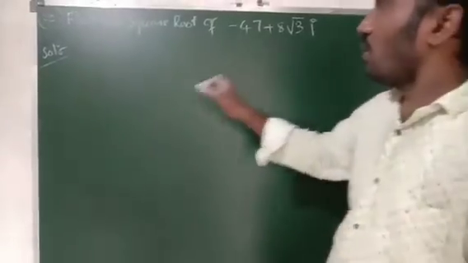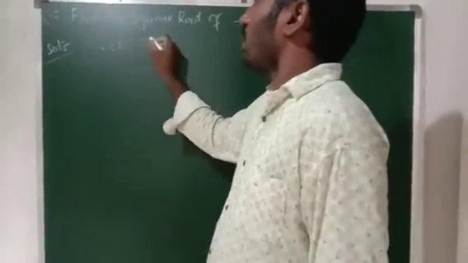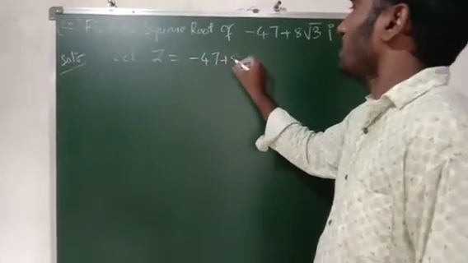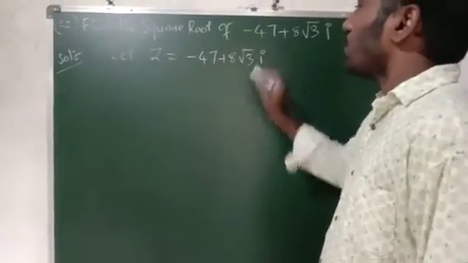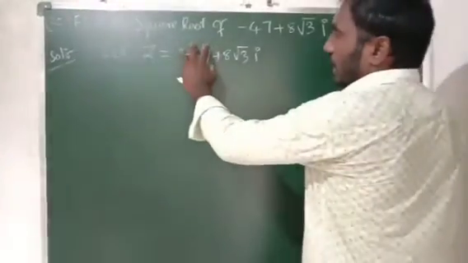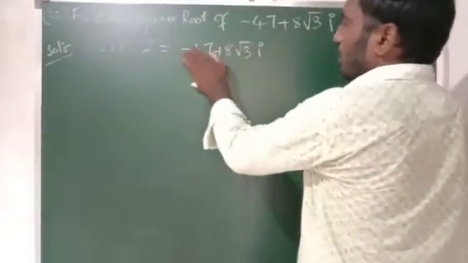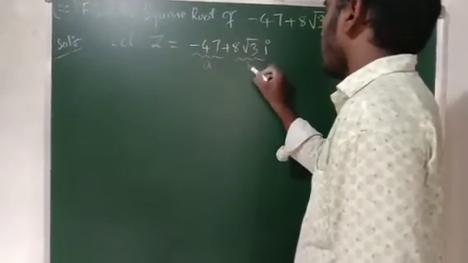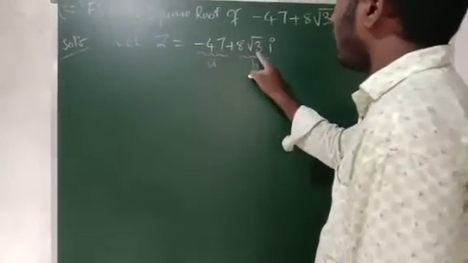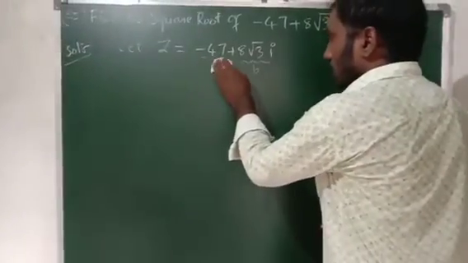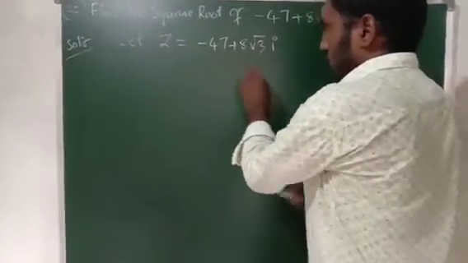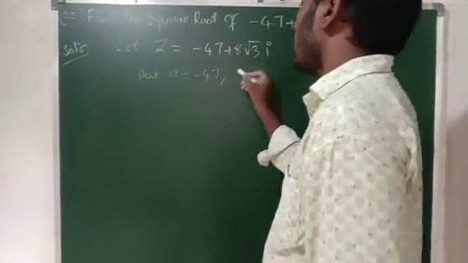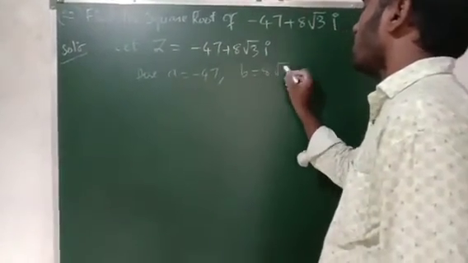So now let the given complex number be z equals minus 47 plus 8 root 3 i. So here it is in the form of a plus ib. It is a and it is b here. So check the values of a and b first. Here a equals minus 47 and b equals 8 root 3.